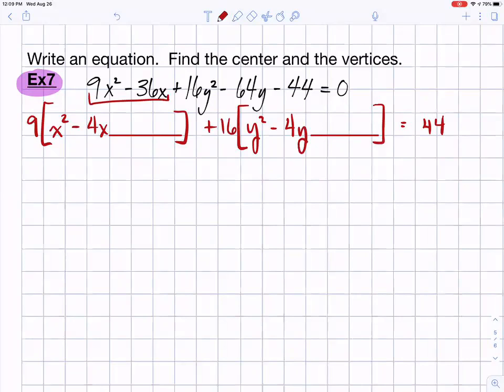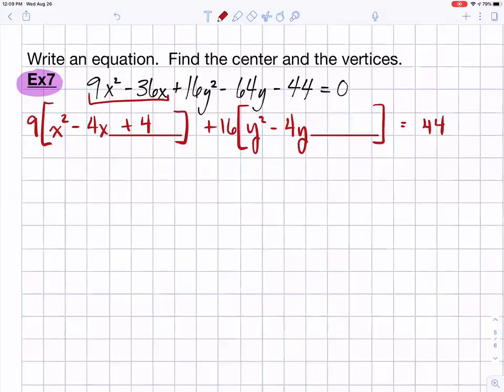Take half and square. Let's look at the X's first. What's half of B? -2. Square it. 4. What am I supposed to do with that 4? Add it to both sides. Please stop and pay attention. Yes, I'm adding 4 here.